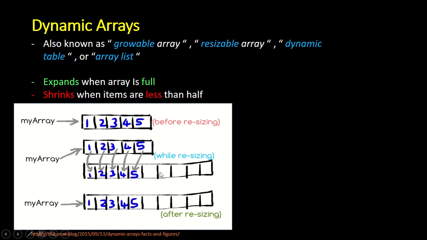When you shrink, you can do the reverse. So let's say you have an old array here, the current array, with only 5 elements. So it's half of the array capacity. So you can shrink it. You can create a new array that can store just 5 elements inside. Then you copy all the elements from the old array to the new array.